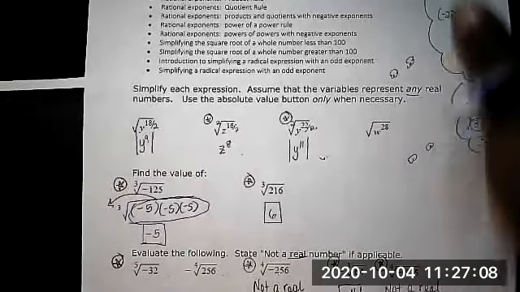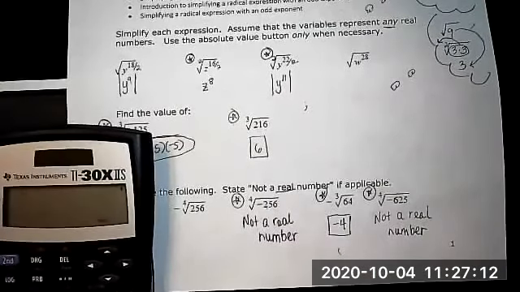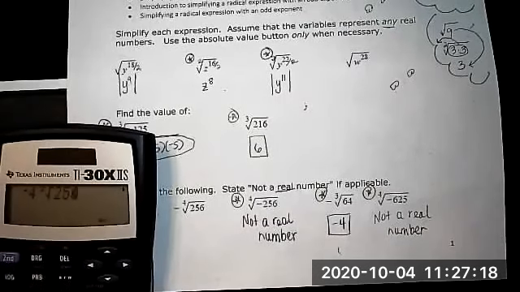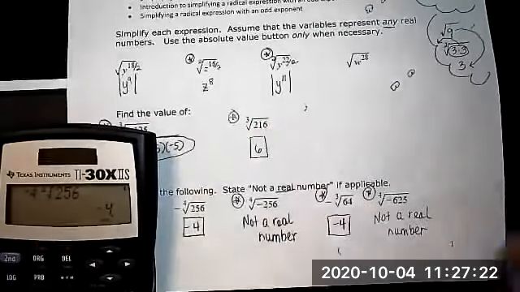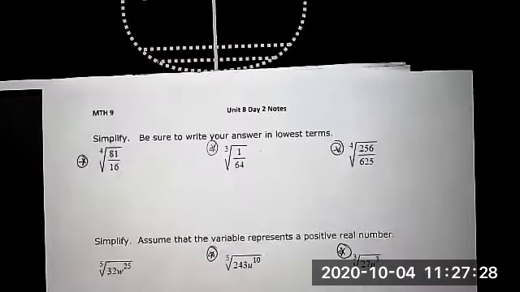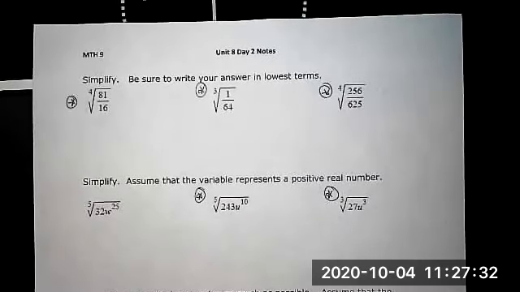And this one, if you did put this in your calculator, I'm going to try it again just for practice. -4th root, okay, of 256, -4. So that one will give you an answer. So make sure that you realize that. If you put it in your calculator, you'll get an error. All right, so here it says, be sure to write your answer in lowest terms.